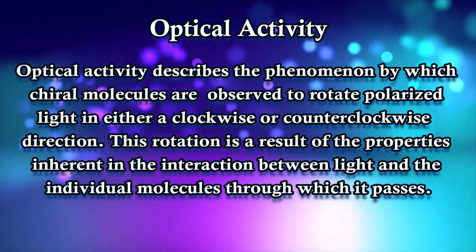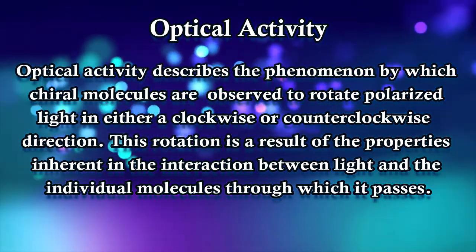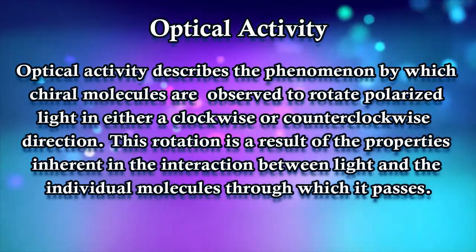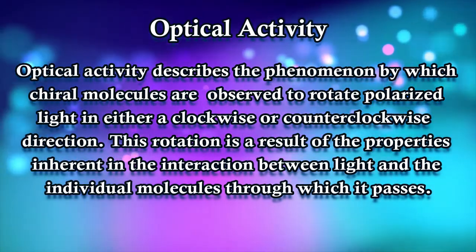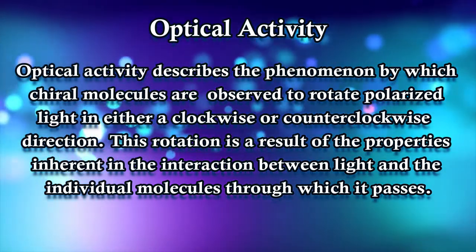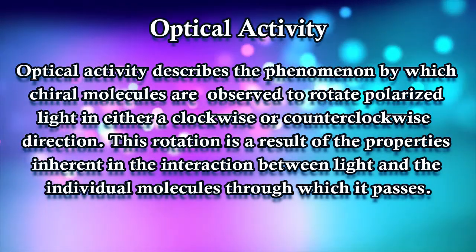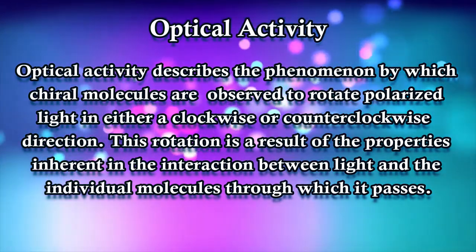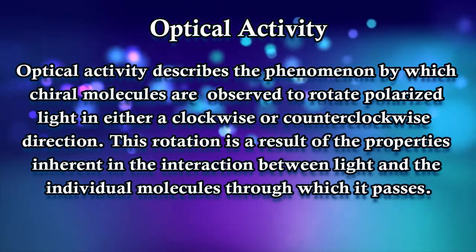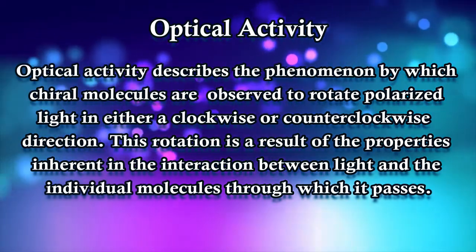Okay, now what is the meaning of this particular word optical activity? See, optical activity is basically a phenomenon of chiral molecules. Optical activity describes the phenomenon by which chiral molecules are observed to rotate the plane polarized light in clockwise and anti-clockwise direction. Now here 2-3 questions arise. One is, what is a chiral molecule? That we have already discussed, right? Another is, what is plane polarized light? See, the light which comes along a particular plane and polarizes is called plane polarized light.